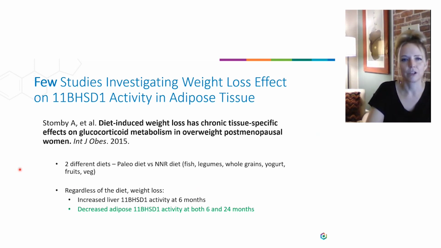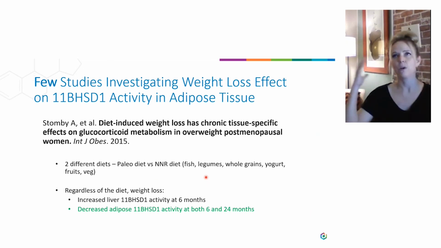Stomby, this particular study, they did on two different diets. They did a paleo diet versus kind of a Mediterranean style diet. It's called the NNR diet, but it's a Nordic diet: fish, legumes, whole grains, fruits and veg. I mean, it sounds pretty Mediterranean-y. But the idea was that regardless of the diet, if the patient lost weight, they decreased their adipose tissue 11 beta HSD1 activity at both the 6 and 24-month marks.